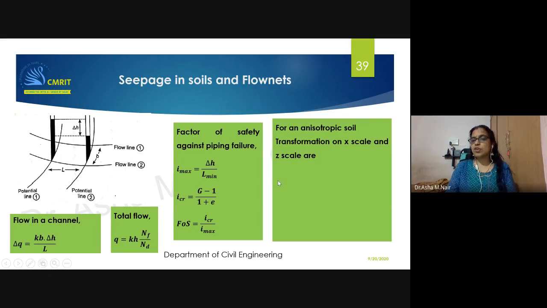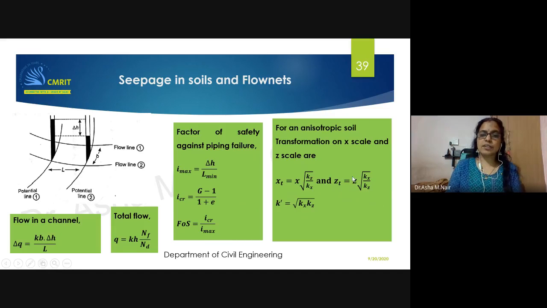Now, for an anisotropic soil, this is also very important. We have done two numericals based on this, one theory and one numerical. Whenever we have an anisotropic condition, we have to do a transformation on the x scale or the z scale. x transformed is equal to x into square root of kz by kx, and similarly, z transformed is equal to z into square root of kx by kz.